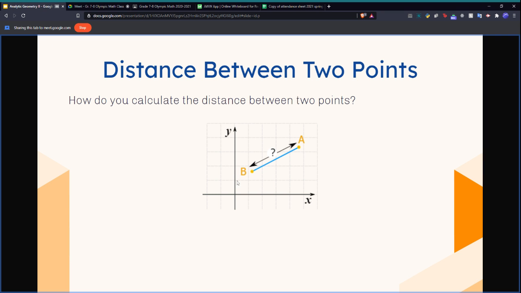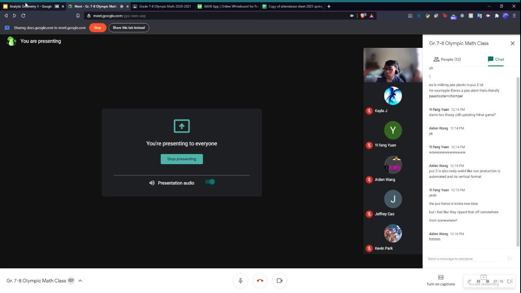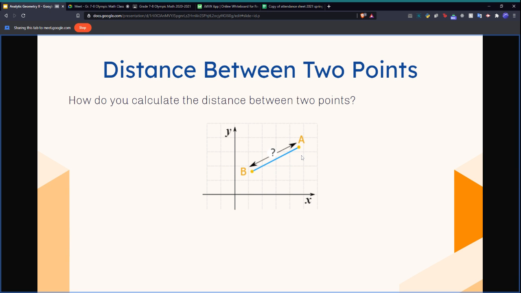Say you have 2 points, one that's A and one B, and you want to figure out how to calculate the distance between them. I'll give you a couple seconds to think about how you'd approach that. Think about how you would calculate the distance between these 2 points, and say you're given the coordinates as well.